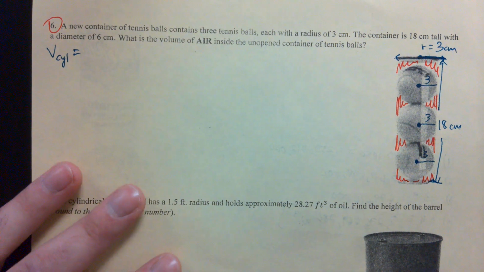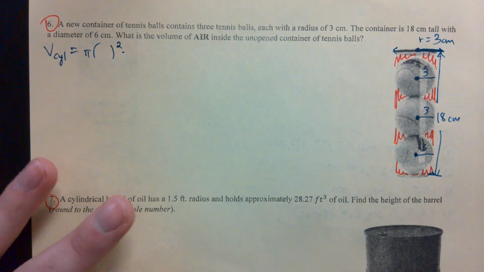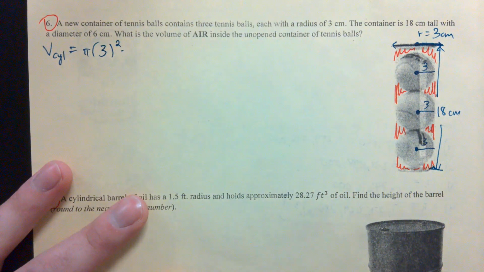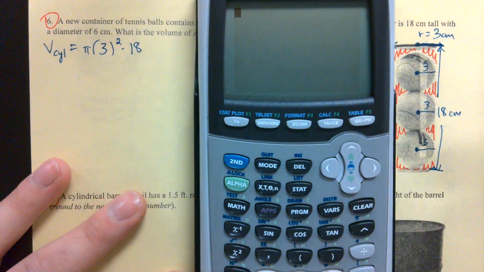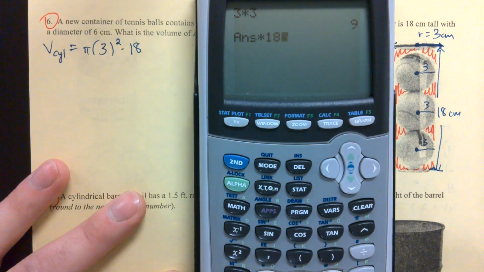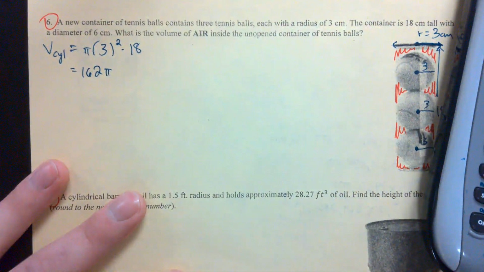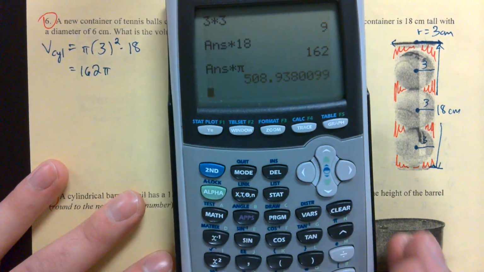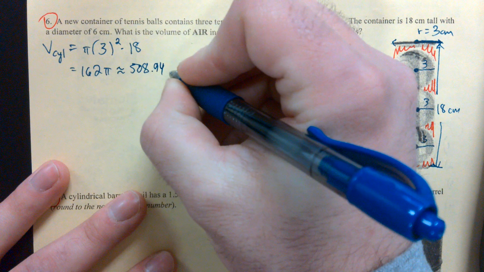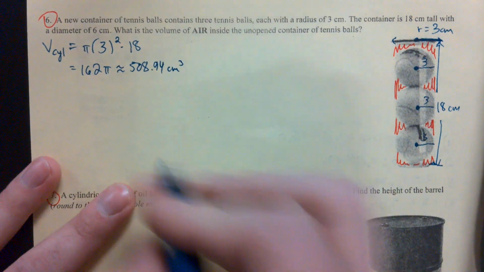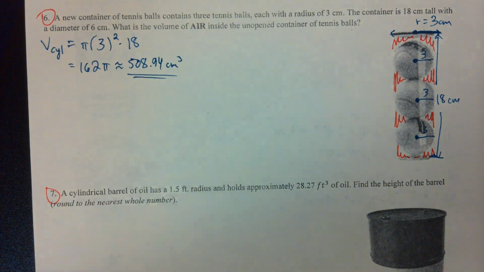The volume of a cylinder is pi r squared h. What's my r for the cylinder? 3. What's my h? 18. Right, it's in the question. 3 times 3 times 18 gives me 162 pi. Or about, if we round that, we get 508.94 cubic centimeters. There's the volume of our cylinder.